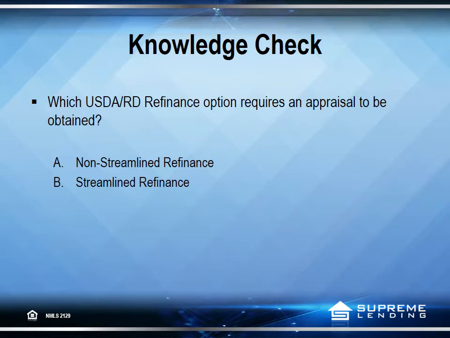Now we'll do a quick knowledge check. Which USDA Rural Development refinance option requires an appraisal to be obtained? Is it A, the Non-Streamlined Refinance, or B, the Streamlined Refinance? The correct answer is A, the Non-Streamlined Refinance.